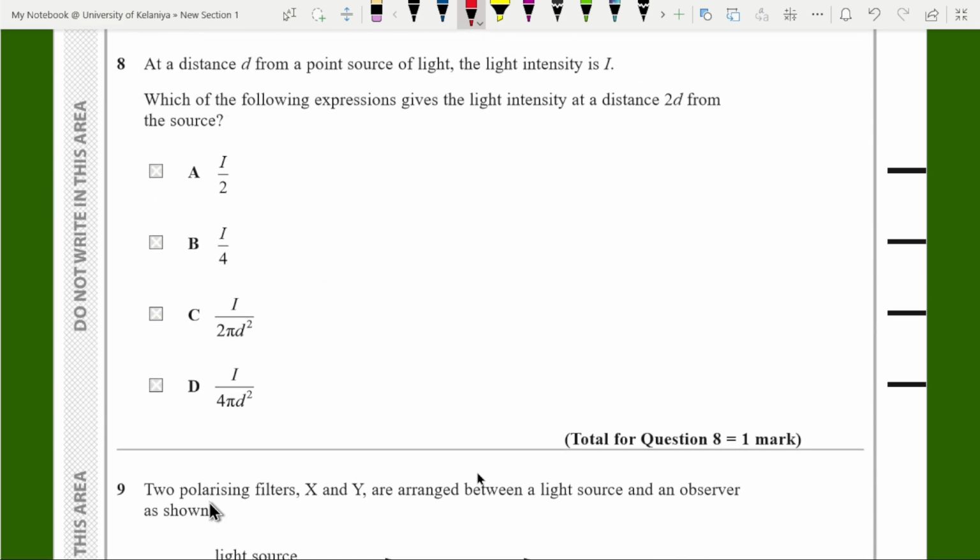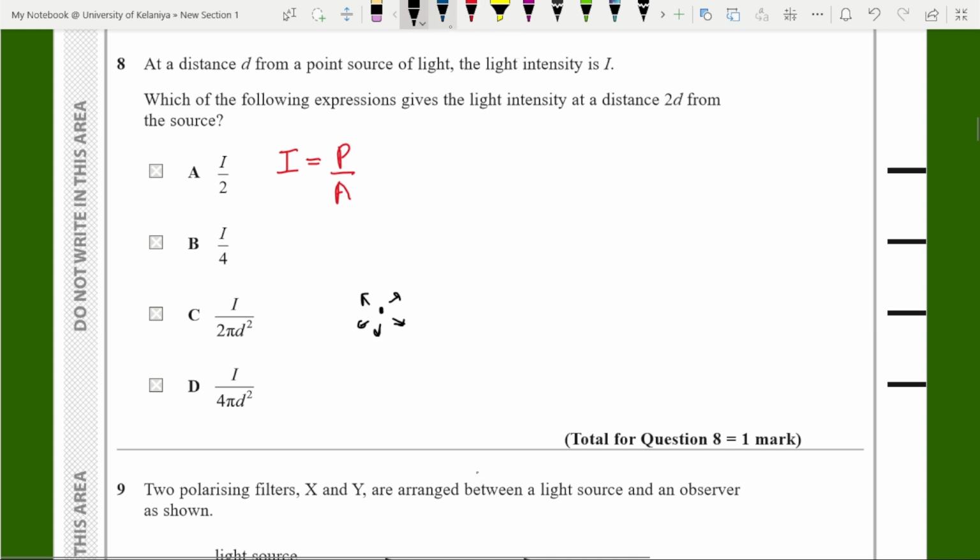Okay, here: at a distance D from a point source of light, the light intensity is I. Which of the following expressions gives the light intensity at a distance 2D from the source? I hope you remember this equation: intensity is equal to power over area. But how can I visualize this equation? Here we have a point source, and it radially emits all its energy into all directions. This is a 2D image, but you can visualize it as 3D. Don't get confused with it, I will explain.